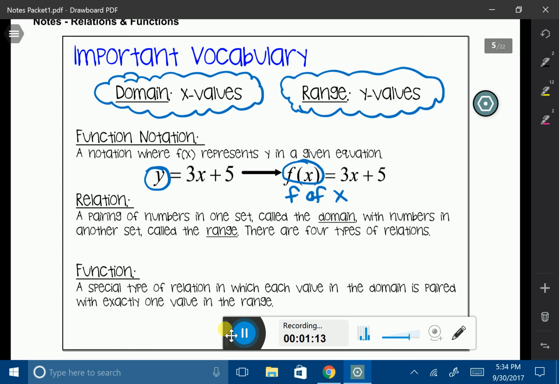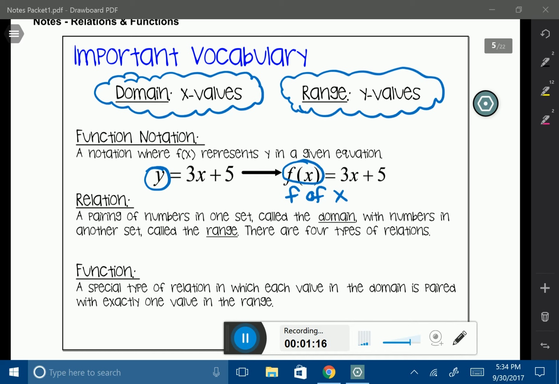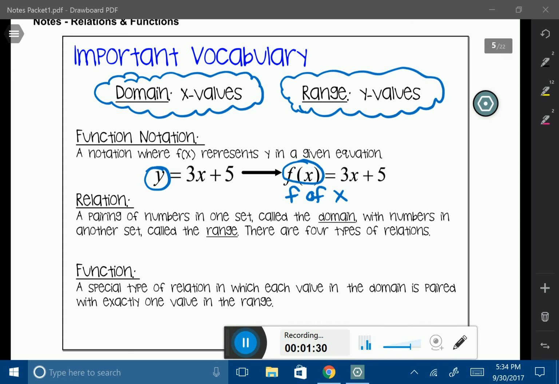Okay, we're also going to be talking about relations. Basically, a relation is a pairing of numbers in one set called the domain with a number in another set called the range. And there are 4 different types of relations, and we're going to talk about all 4 of those today. And then the word function, well, it's a special type of relation in which each value in the domain, those x values, is paired with exactly one value in the range, which is that y value. So we're going to take a look at some relations and determine if they are functions today.